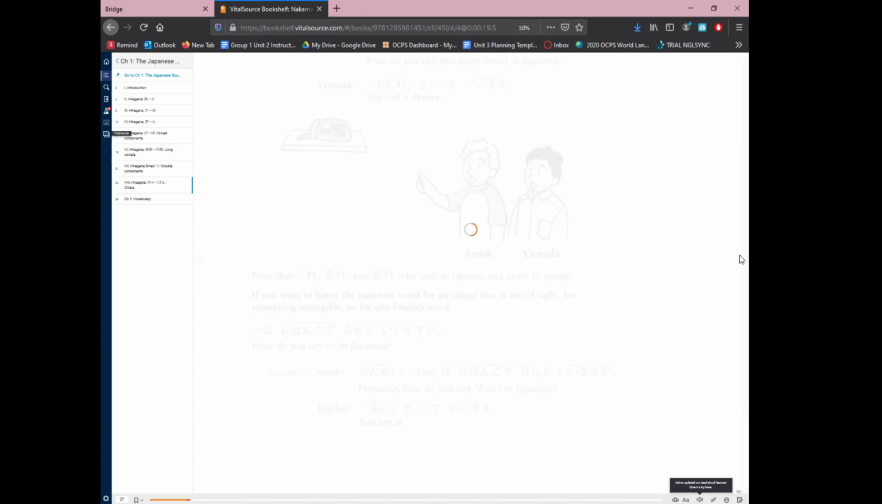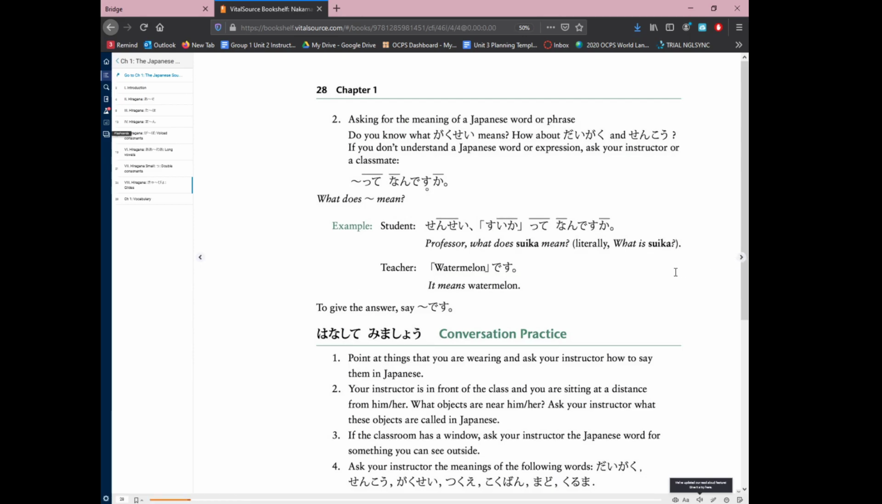Now, if you're asking for the meaning of a Japanese word or phrase, you may hear someone say something like 学生, or 大学, or 専攻. If you don't know a Japanese word or expression, you can ask me, your instructor, or ask a classmate, whatever the word is, って何ですか? Which is literally asking, what does whatever mean?